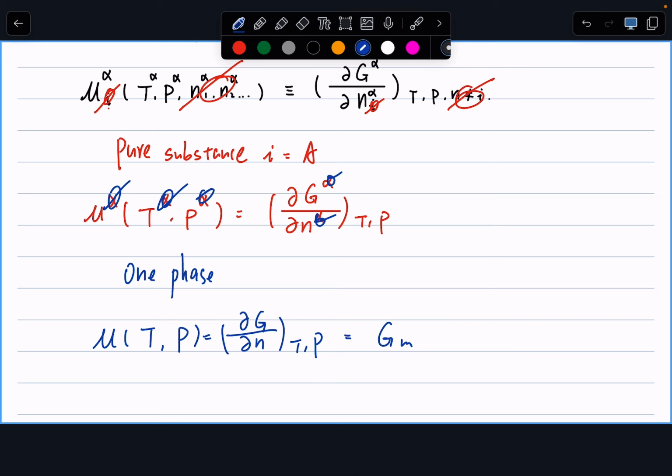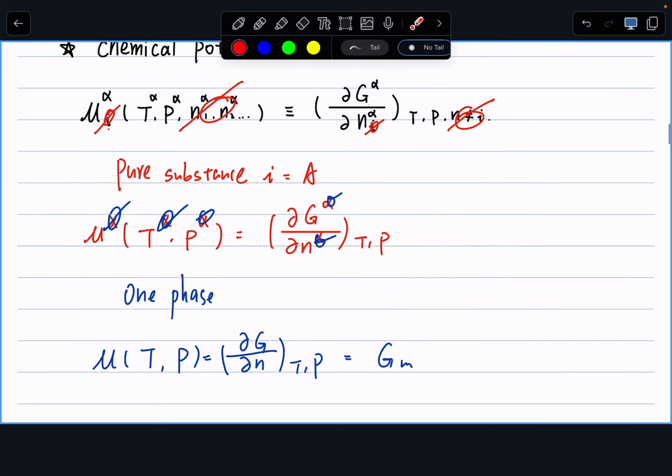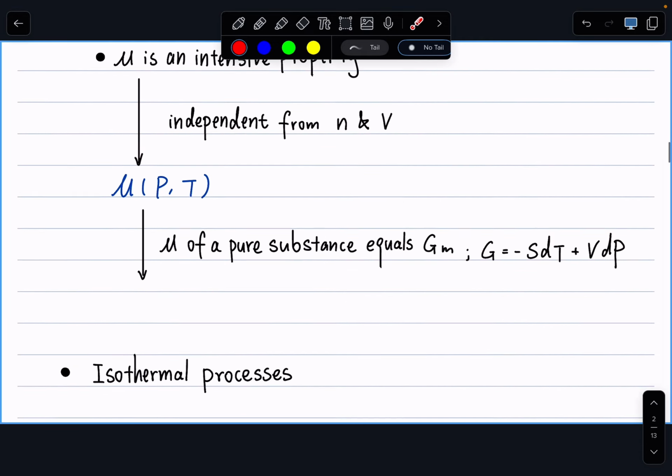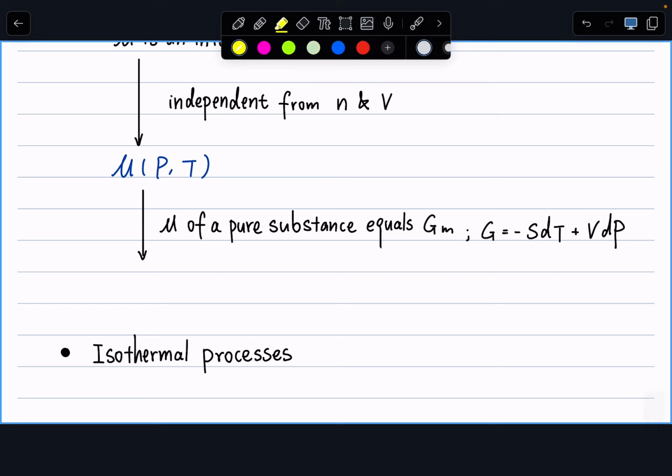Right, so this is what we did: simplify the overall definition of chemical potential into saying that for one phase, a pure substance, my chemical potential as a function of T and P equals Gm, the molar Gibbs free energy. So what else do we know about the molar Gibbs free energy? We have our Gibbs equation, right? dG equals negative SdT plus VdP.